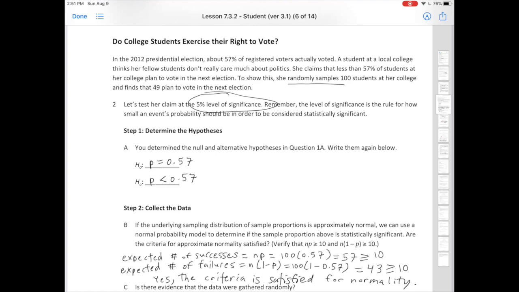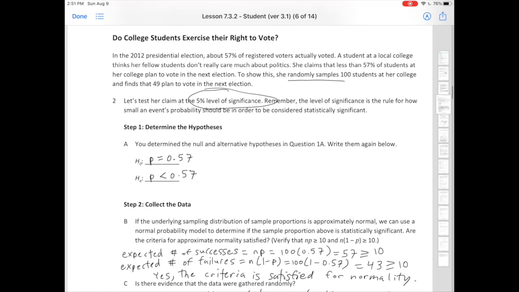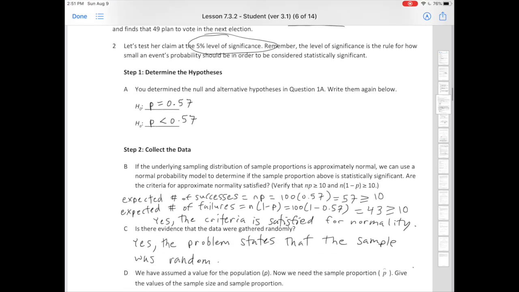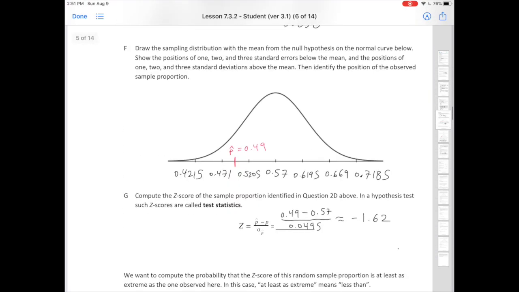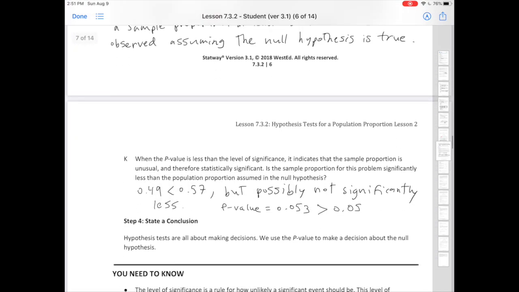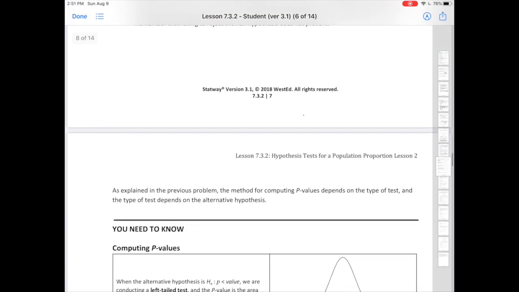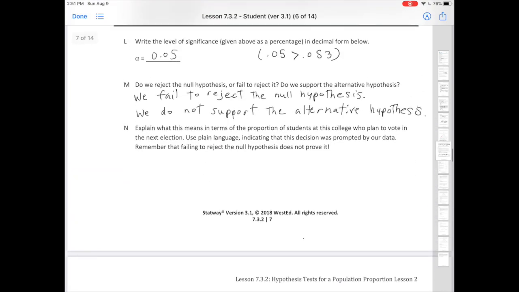However, we're saying that we don't support the less. So we're not going to say that P is equal to 0.57. However, we are going to say that we fail to reject it. Okay? So what does P represent? Remember, she's talking about the percent of students at her college that plan to vote in the next election. So this is how we write the answer in context, okay?